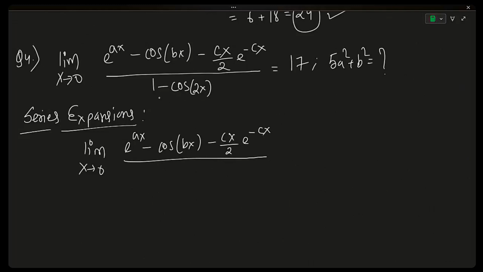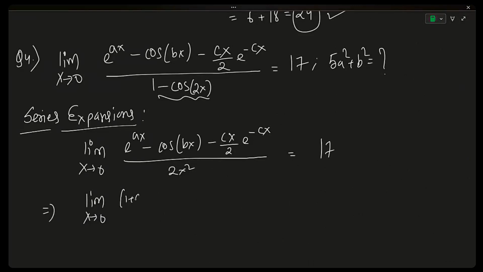And this expression here can be written as 2x square, because you can adjust it by using a 4x square and a 4x square and then writing it as half into 4x square. That can be done, and this is equal to 17. Now apply the series expansions. Limit x tends to 0.